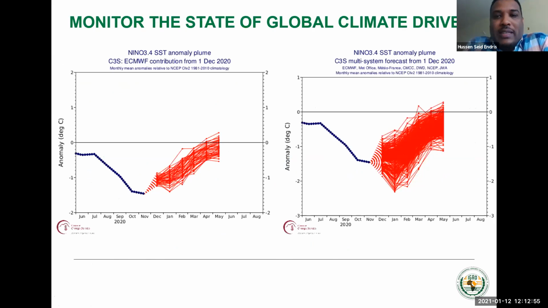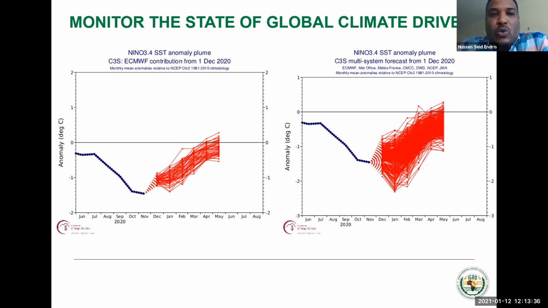And also we use the ECMWF product. This one, we just use the product, not the data, mainly to monitor the state of global climate drivers. As you can see, on the left is the ECMWF, and the right one is the multi-system, from all the Copernicus multi-model. We use this product from the C3S web portal. So we look at the prediction on the state of ENSO.